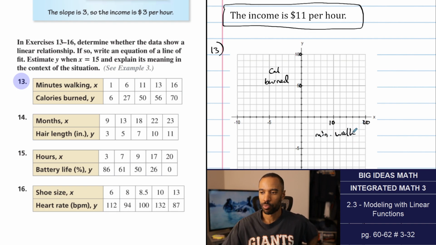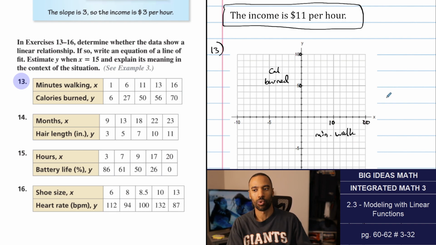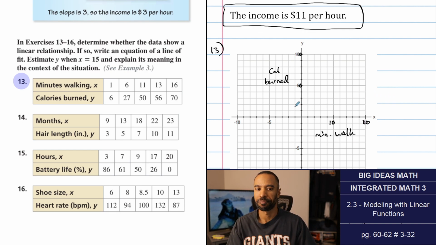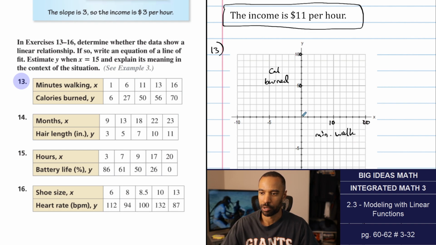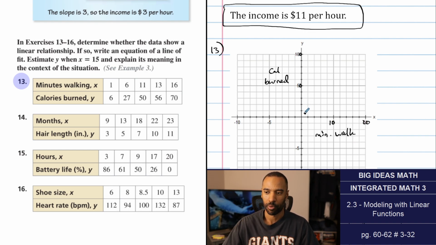Okay, we got to plot these points. They say line of fit, not line of best fit. So we're going to do this all on our own, eyeballing it. After 1 minute, 6 calories are burned. One is, here's 2, so 1 is right here. 6 is a little more than half of 10, like that, because these are going by 10s. So there's one of my points on my graph.